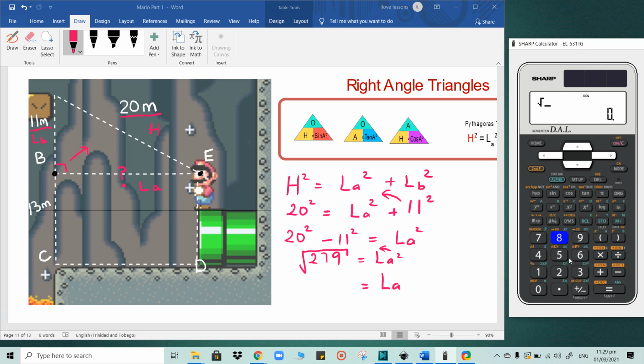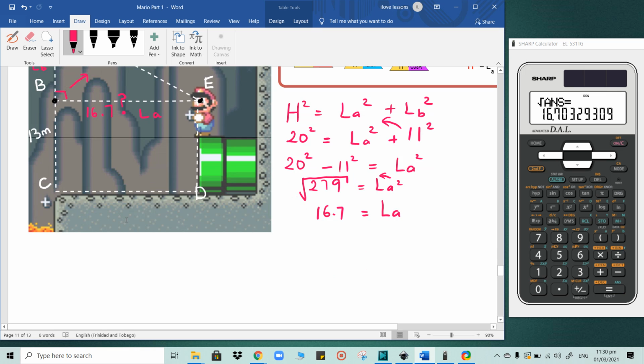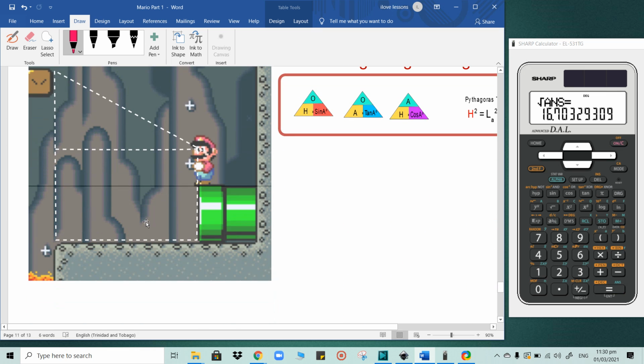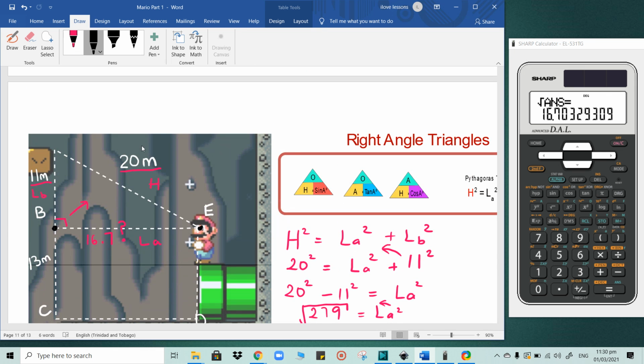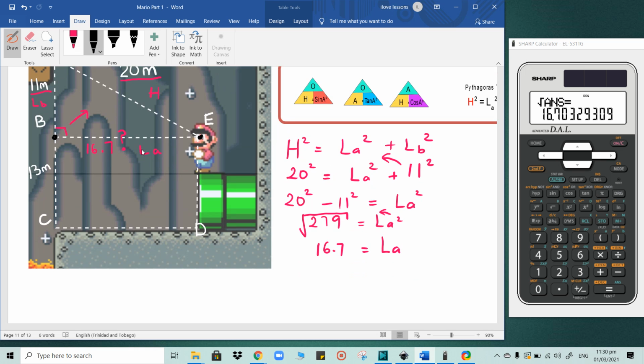So, square root of 279, and I'm going to get 16.7. Let me just double check that, because if this is wrong, the next part of the question will also be wrong. Right, and square root. Yep, it's correct. So that means from B to E is 16.7. So I'm going to transfer this downstairs here, 16.7. Oh, I didn't write it in just now. 20, 11, and 16.7.